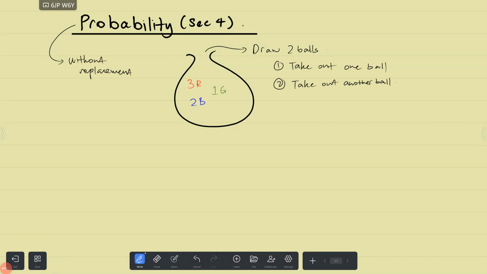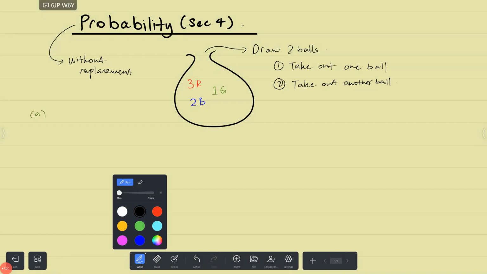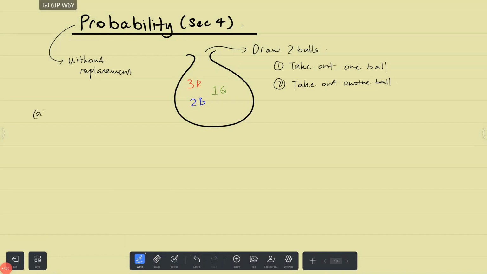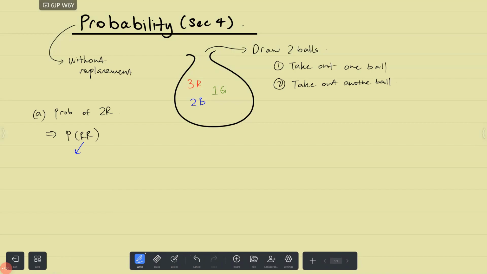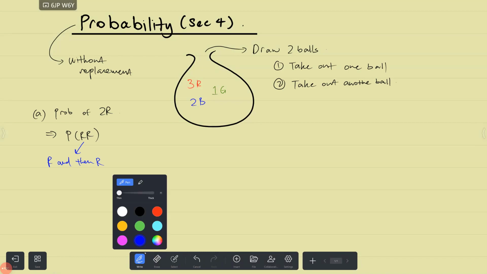Let's start with a basic example where we intend to draw 2 red balls. Probability of 2 red balls. Keep in mind over here, when we talk about red and red, there's a conjunction where we say red and then red. And what is n all about? It's about times. So when you see the n, you always think about times.